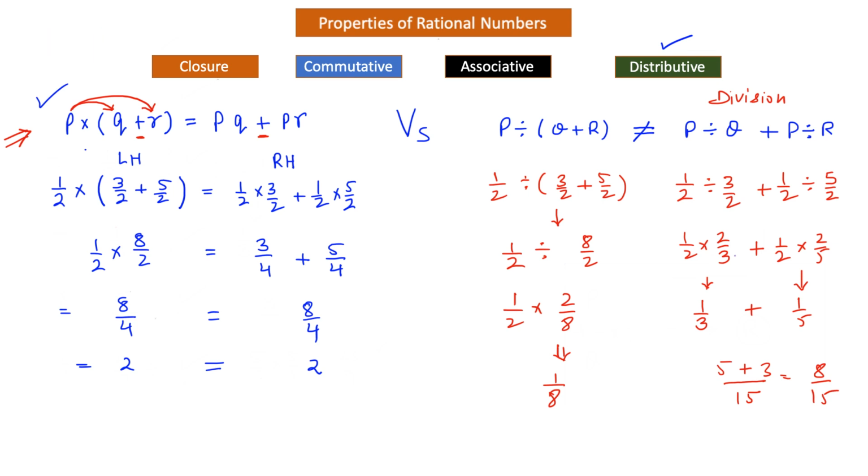So you clearly notice that the left hand side in this case is not the same thing as the right hand side. Hence, just with this one example, it is very clear that the distributive principle does not work under division. It only works for multiplication. Well, that's about the distributive law, as simple as it is.